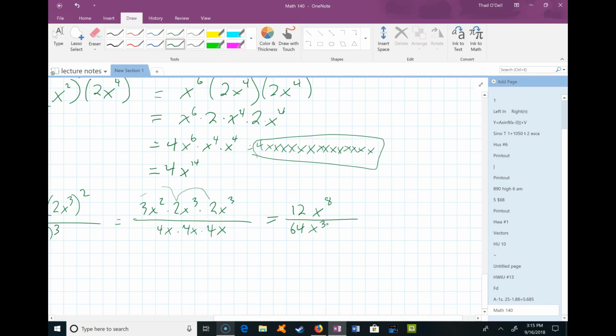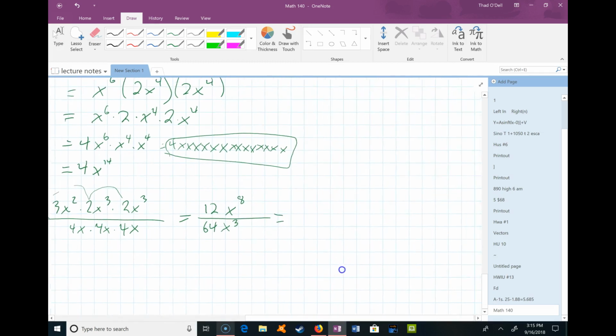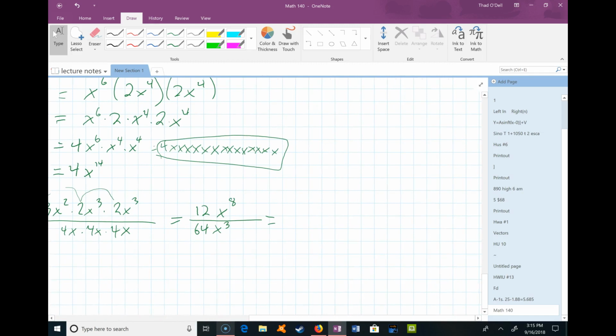And then, of course, I notice I have things on top that will possibly cancel here. So, for example, 4 will go into 12 3 times, and 4 will go into 64 16 times. And here we have 3 of these. We'll cancel out 3 of those, leaving just x to the 5th on top. So I have 3x to the 5th over 16.